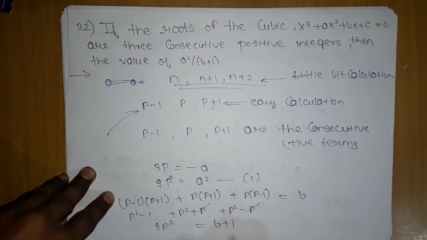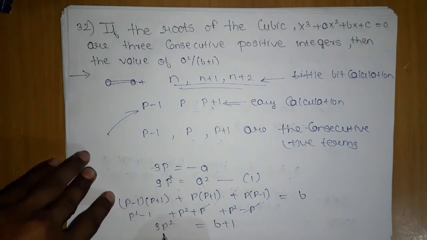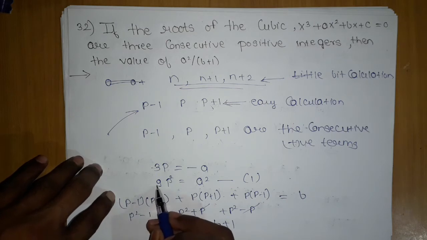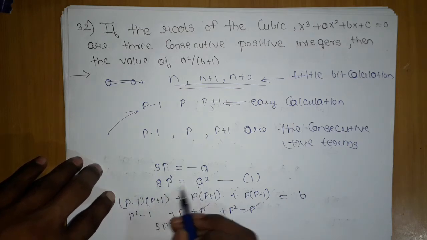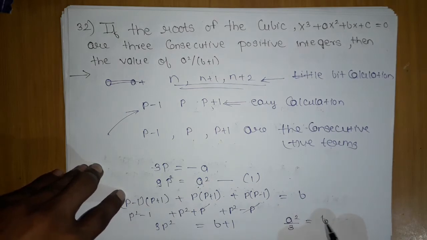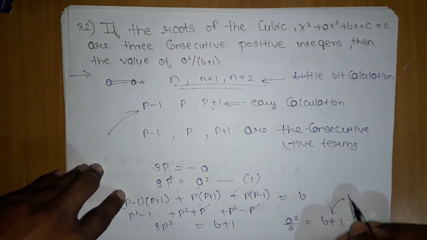B plus 1. So here you can directly see, and you have this, means if I bring 3 here, then it will be equal to a square. So a square by 3 should be equals to b plus 1. From where did I get this? From 1.